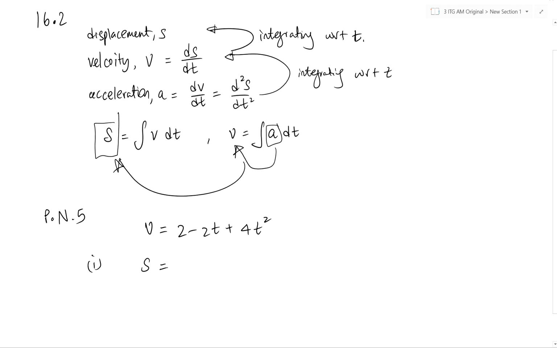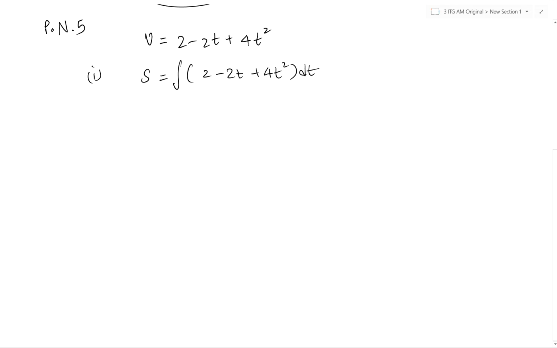So we want the displacement, which is given by integral of velocity 2 minus 2t plus 4t squared with respect to t. So this is where our basics of integration comes back. 2t minus 2t over 2 with a square on top plus 4t cubed over 3. But this is not the end of the integration yet. We still need to plus c. This c over here at the moment is a constant that we do not know its value. Later on, we may have a chance to find out depending on further information that they are providing.